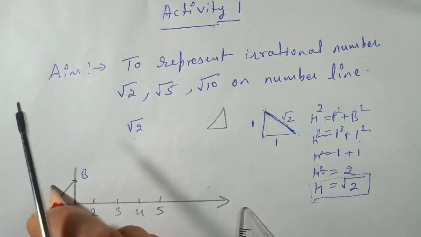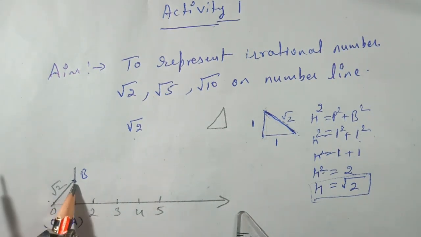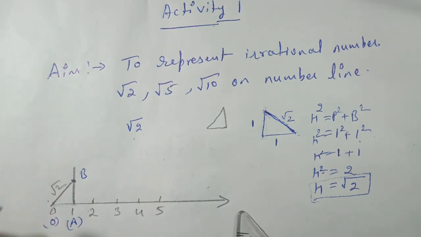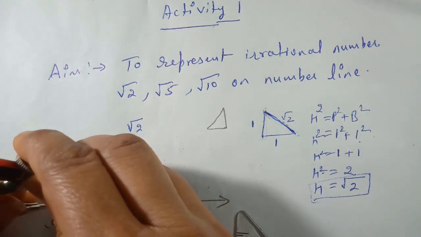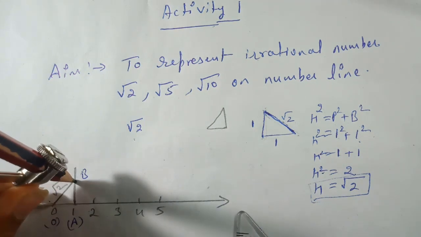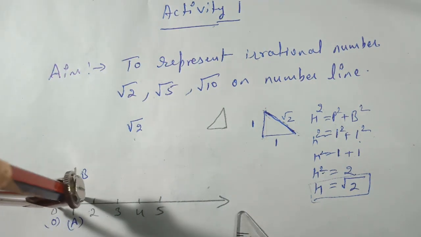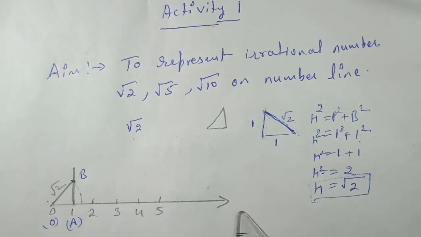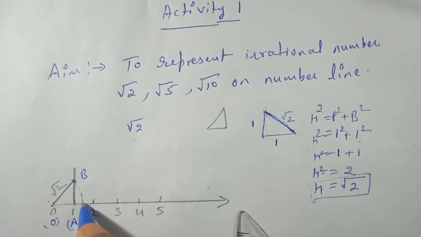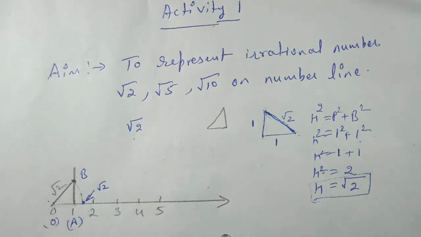Now we have to drop this measurement on the number line. How will it be possible? Take the compass. In the compass, take the measurement OB carefully and draw the arc which will intersect the number line. It is intersecting the number line between 1 and 2. So this is representing root 2 on the number line. The value of root 2 is 1 point something.